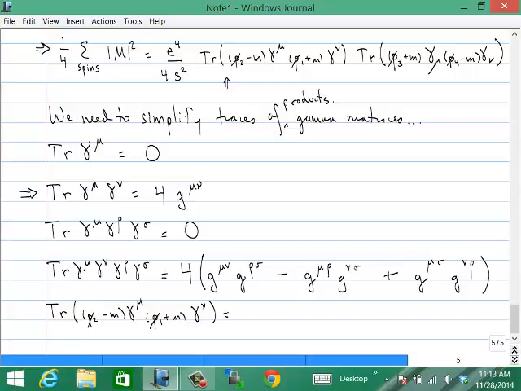So what do you get? Well, there's one term that involves only gamma mu gamma nu times m squared. So that's easy to find. So you get an m squared times the trace of gamma mu nu. So minus m squared times the trace of gamma mu nu, gamma nu, which is 4m squared g mu nu.